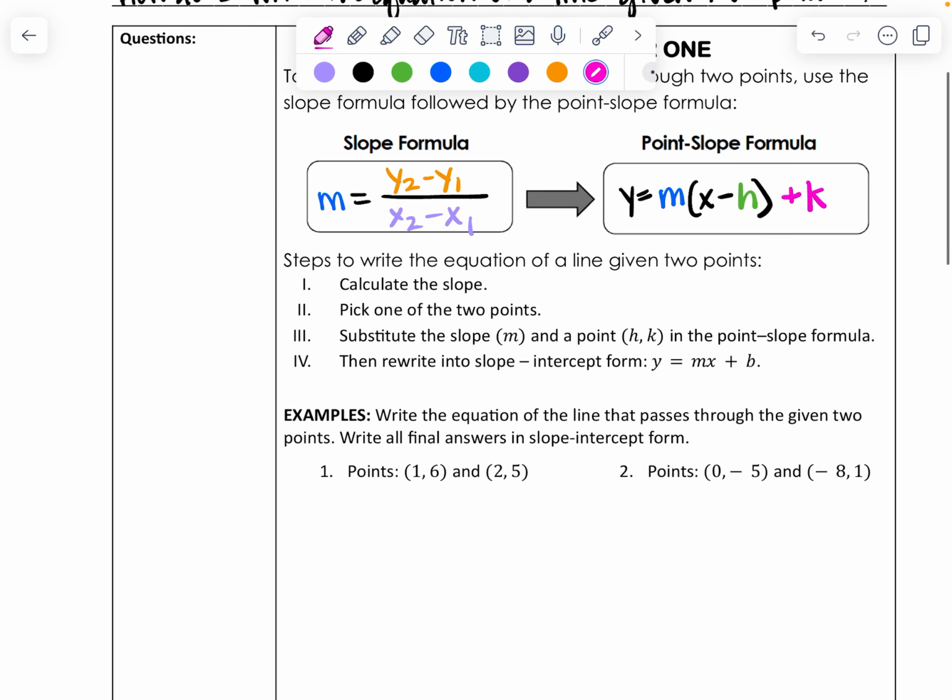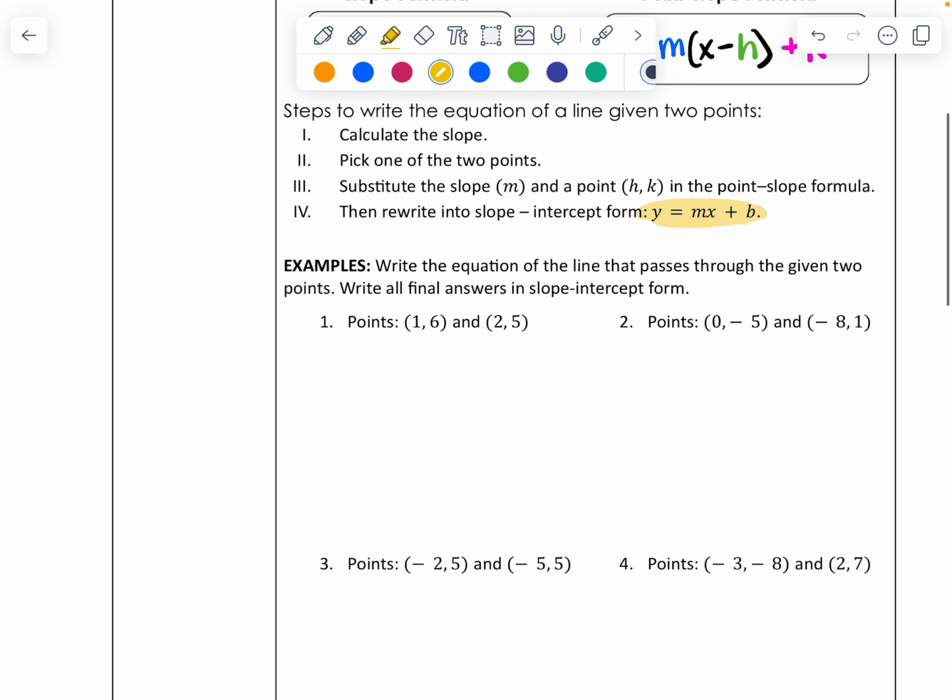So the steps we're going to follow are to calculate the slope first using the 2 points. Then you're going to pick one of the 2 points and label it h, k. And then you're going to substitute the slope that you calculated and that point, h, k, into the point slope formula. You're going to make sure your answers are written in slope-intercept form, y equals mx plus b. So your final equation will have y on one side of the equal sign by itself, and you won't have any parentheses.